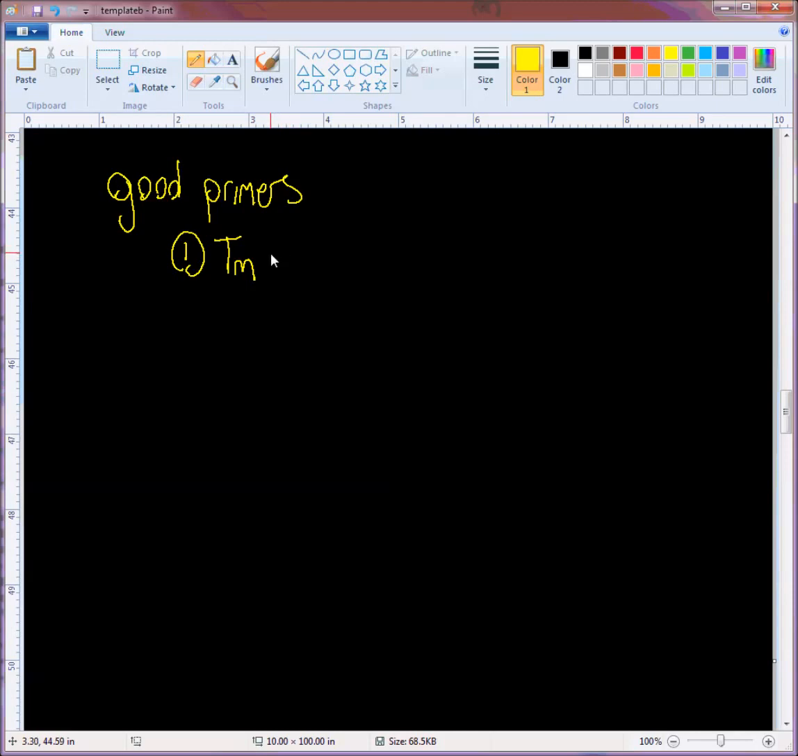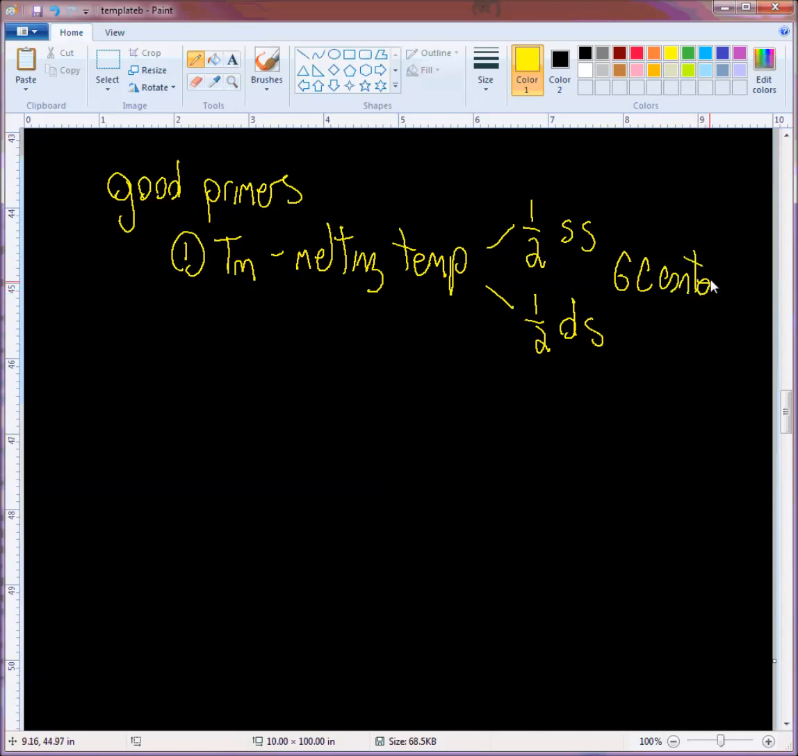So TM, this is melting temperature, and you probably remember from an earlier part of the course that the melting temperature of a solution of DNA is the temperature at which half of the DNA is single-stranded and half of the DNA is double-stranded. And the temperature usually depends on a number of things, but most importantly GC content. So this is what we talked about in the past, right? And that DNA solution can be all of the DNA in the genome of an organism, or it can be one gene, many copies of one gene.